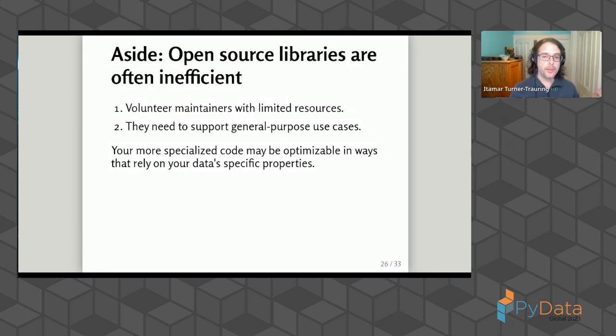As an aside, I just mentioned that the version in scikit-image, an open source library, is slow. I do not mean this as a criticism of the maintainers. The people who work on these libraries are doing it in their spare time. They have very limited resources. If you're in academia, you're not getting credit for work on open source libraries much of the time, and so they just don't have time to work on performance. Also they're trying to support general purpose use cases, and that can work against performance. Your code is specialized, so you might be able to optimize it for your specific data and its specific properties.